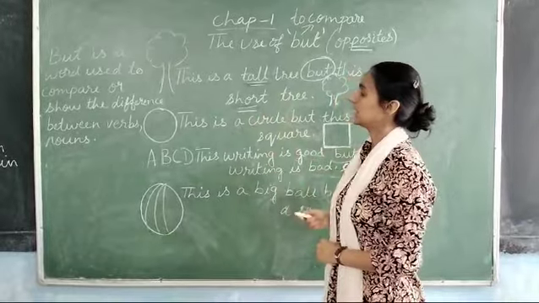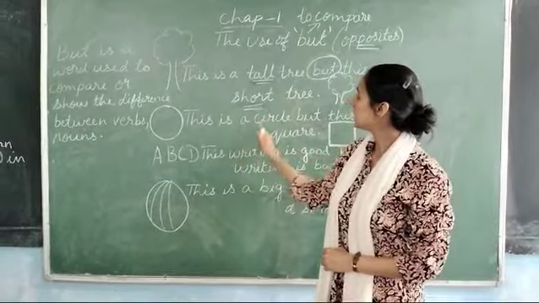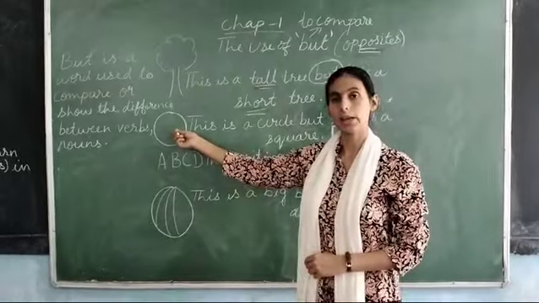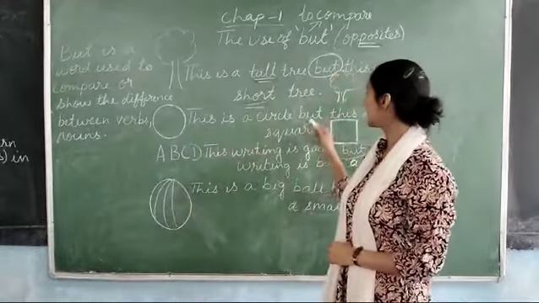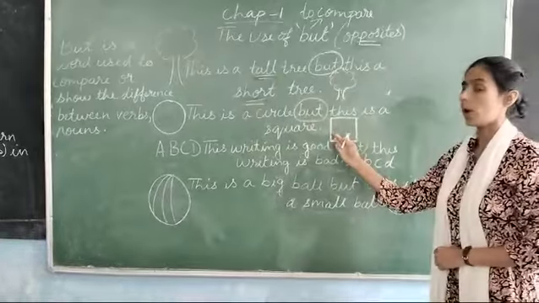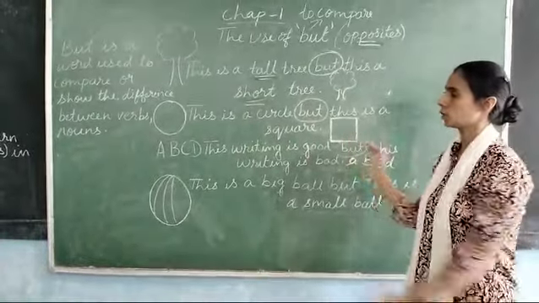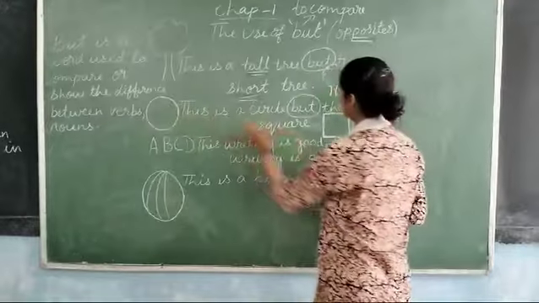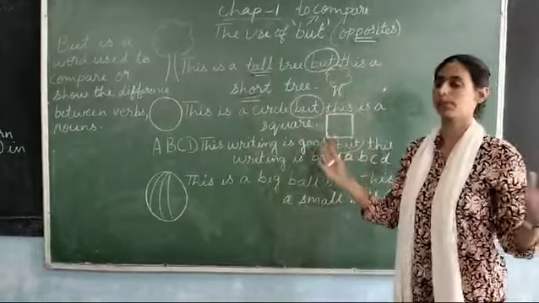Now let us see the next example. This is a circle. But again we are using the word but. This is a square. So we can look at the difference. Circle, square. So it is different.